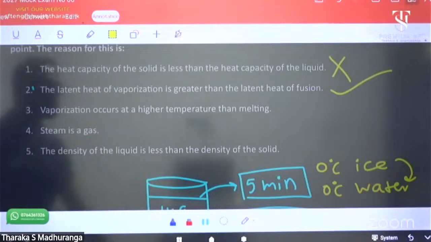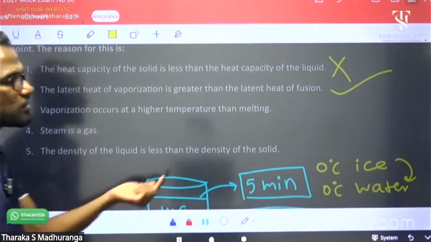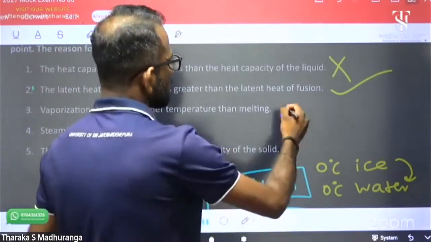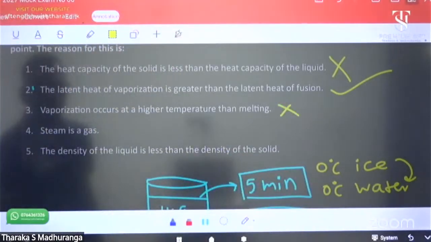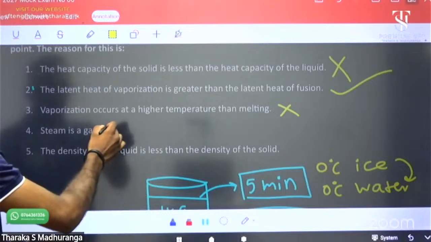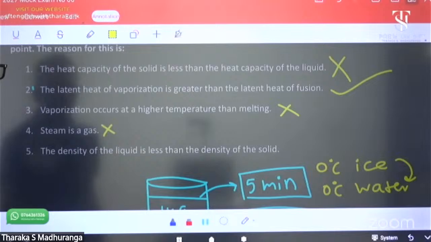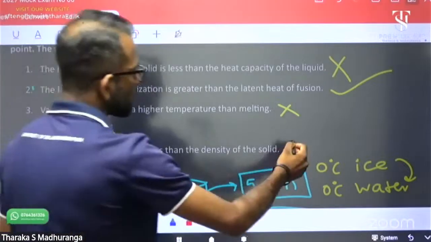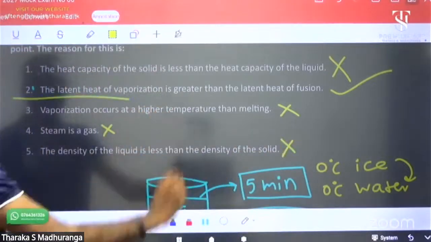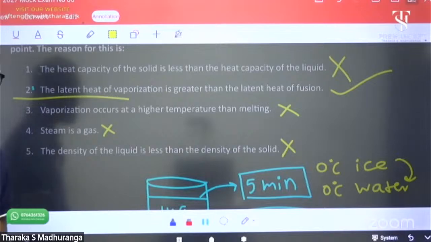Vaporization occurs at a higher temperature than melting. There is no temperature change in a physical state change, therefore temperature is not involved. Steam is a gas, it's not related. The density of liquid is less than the density of solid, but density is not a factor. Answer number 2.